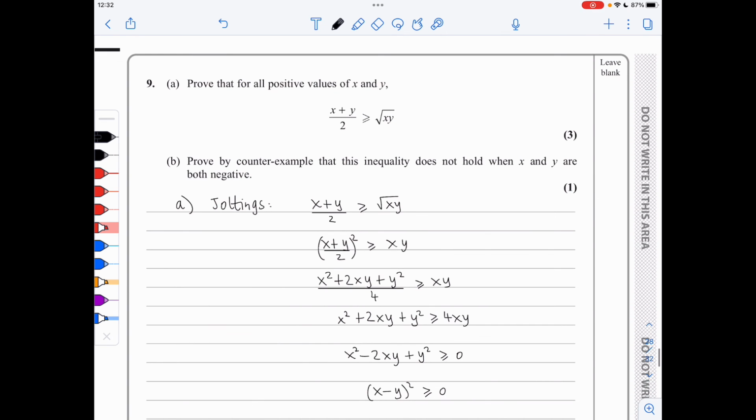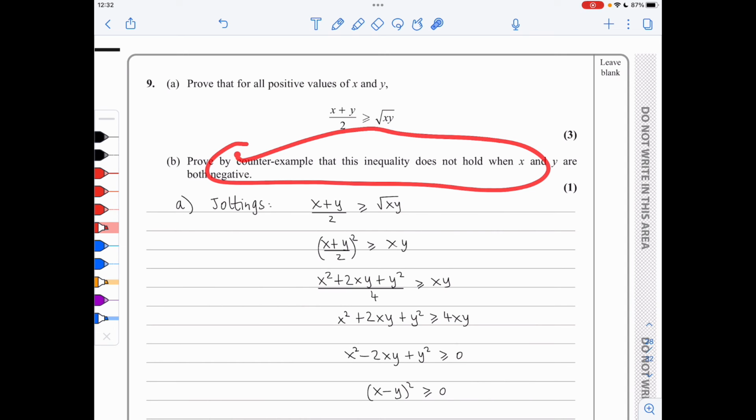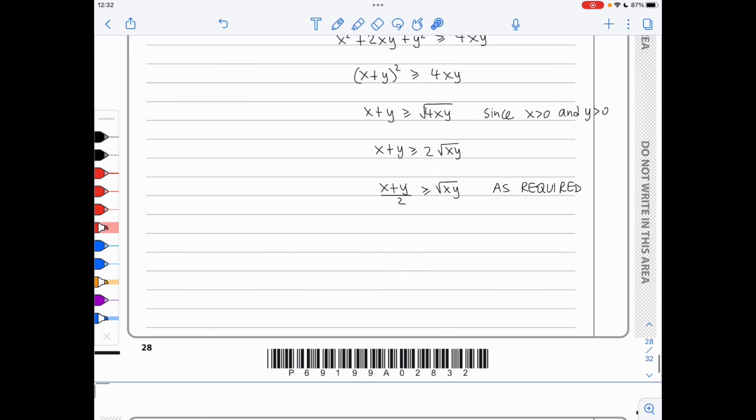And then in part B, I need to prove by counterexample that the inequality does not hold when x and y are both negative. So what I could do here is say I will pick x is minus 1 and y is minus 1. So consider x is negative 1 and y is negative 1. Then (x plus y) over 2 is simply (negative 1 plus negative 1) over 2, which is negative 1.